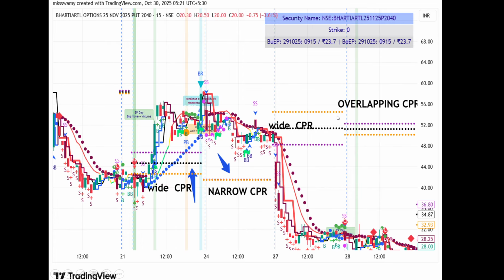Here you can see wide CPR, Bharti Airtel options I'm showing you. Wide CPR accompanied with the narrow CPR after the expansion, that was a huge down move. Again wide CPR next day, 24th and 27th, wide CPR overlapping with the CPR, and the continuation of the down move. Isn't it very beautiful?